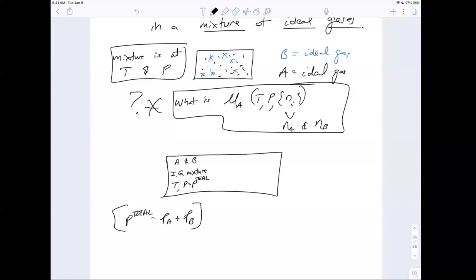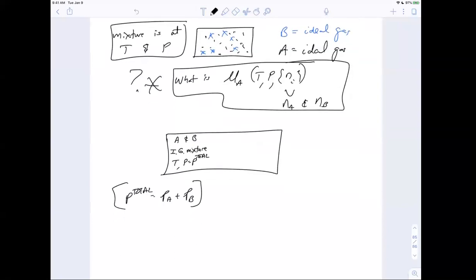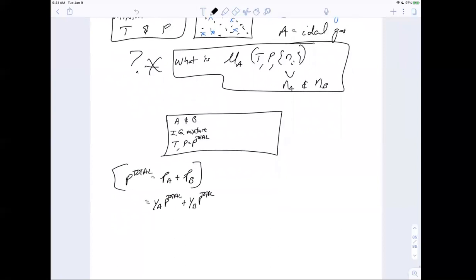So P total on this side is P, and that's equal to the partial pressure of A plus the partial pressure of B, okay? And we actually know that the partial pressure of A is going to be y sub A, which is the mole fraction of A, times P total. And the partial pressure of B is the mole fraction of B times P total. Again, this is just because they're ideal gas, okay?